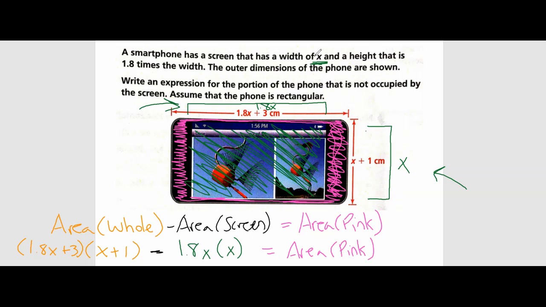So a couple things to do here, right? You've got one distributing portion of this problem. We have a binomial times a binomial. Then you have a monomial times a monomial, 1.8x times x. And then you're going to have to combine your like terms, right? You're subtracting one from the other. So pause the video, go ahead, simplify the left-hand side of this equation to see what you are left with in pink.